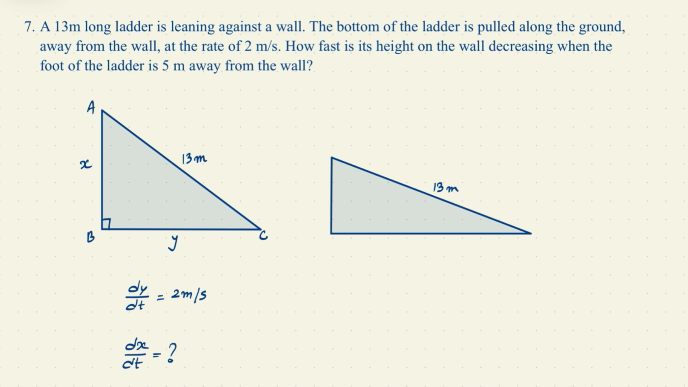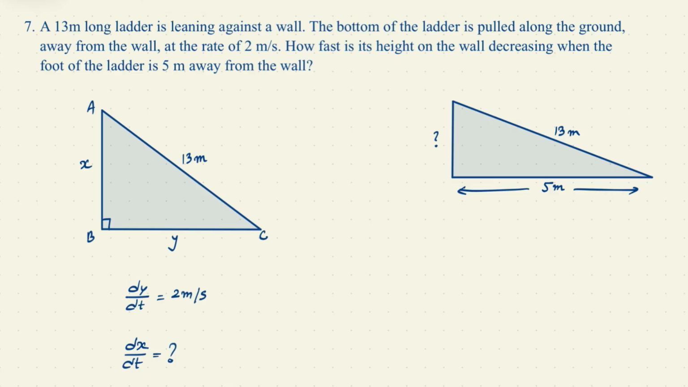Also the question has given when the foot of the ladder is 5 meters away from the wall. So if the foot of the ladder is 5 meters away from the wall, that means if this distance is known, then we can obviously find the height of the top of the ladder from the ground. That means we can always find this. So first let us find this height of the ladder from the ground using Pythagoras theorem.